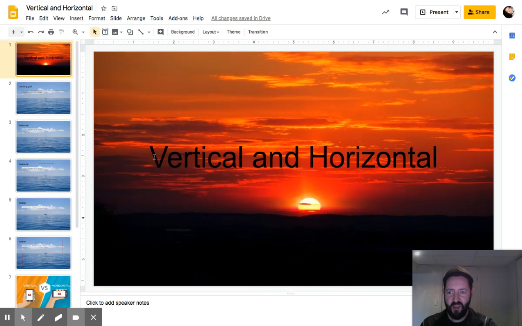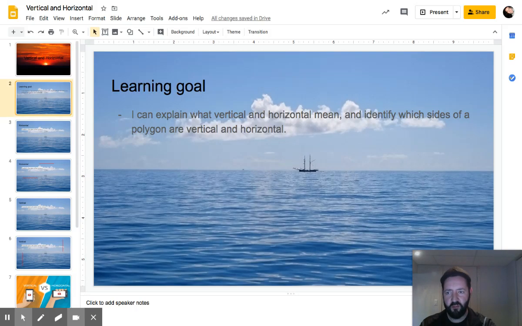But anyways, guys, today your lesson is about vertical and horizontal. Okay, so you've probably heard these words before. By the end of today's class, you should be able to explain what vertical and horizontal mean, and you should also be able to identify which sides of a polygon are vertical and horizontal.